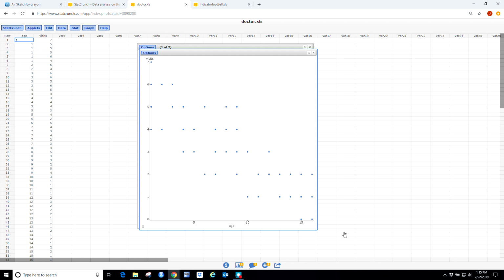Kind of going through my questions, it does look like a straight pattern. It appears to have a negative slope, meaning the older children get, the less doctor's visits they tend to have. Strength-wise, maybe somewhat strong, and I don't really see anything unusual. So I'm going to take that time to write that interpretation out.